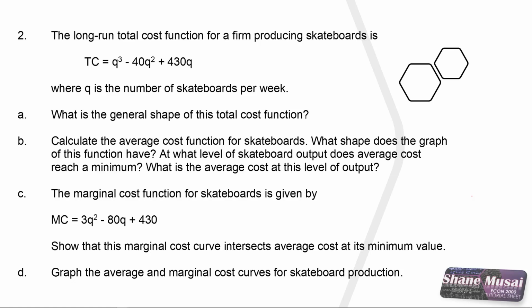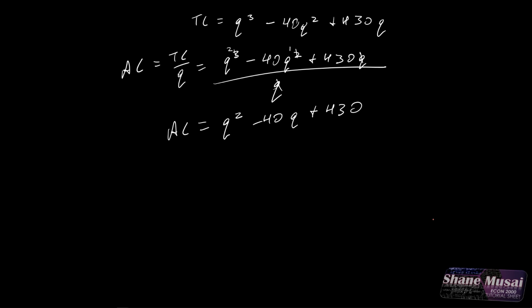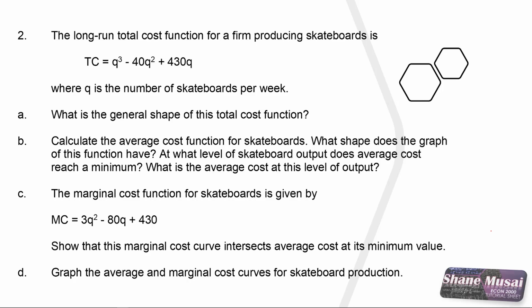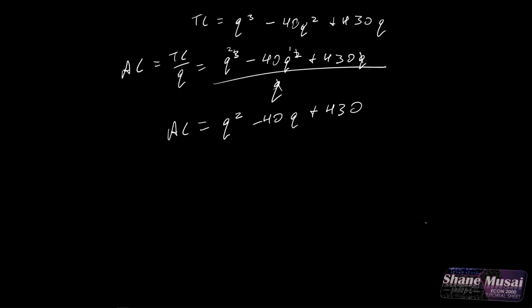Now the second part says, what shape does the graph of this function have? Well, it will have a parabola shape. It would have a parabola cost curve. The next part of this question says, at what level of skateboard output does average cost reach a minimum? To calculate when it reaches a minimum, we need to take the differential of the average cost and set it equal to 0. And then we need to take the second differential and see if it is indeed a minimum or a maximum. So let's take the differential.